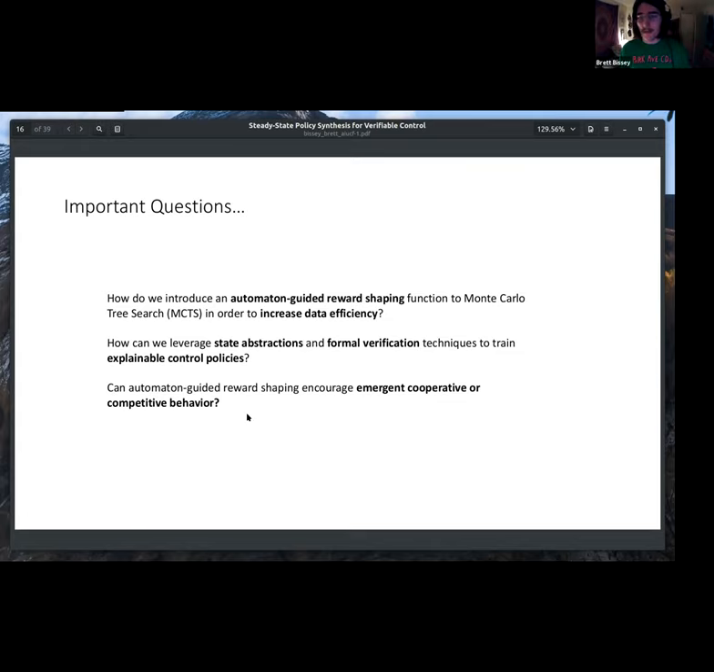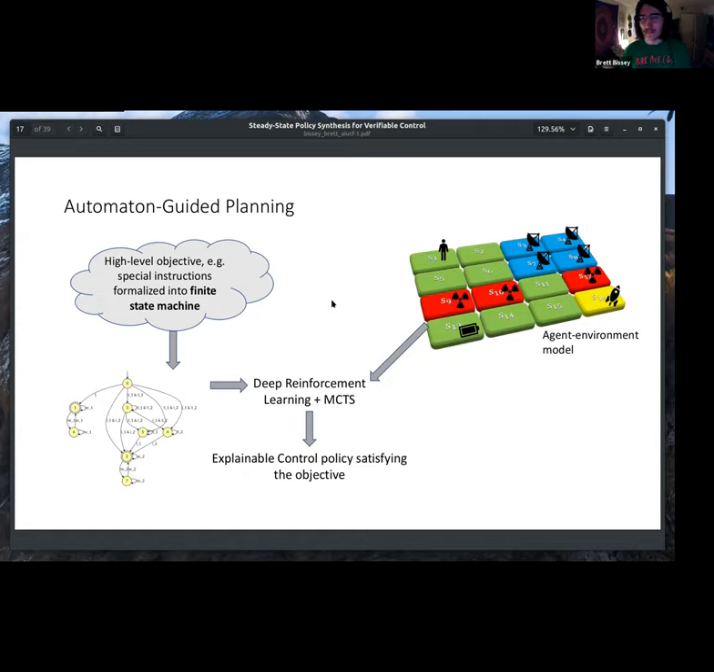Okay. So with these questions in mind, we're going to go forward into the novel part of the lecture. So, automaton guided planning. This is where we bring our DFA in. We have some high level objective, it's special instructions, and it's formalized into a state machine. I believe this is one of the state machines for one of the grid world environments we had. It has seven states, many, many more transitions, and we're going to use the transitions within this research to add a new heuristic.